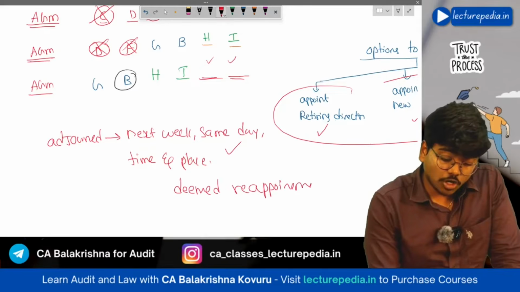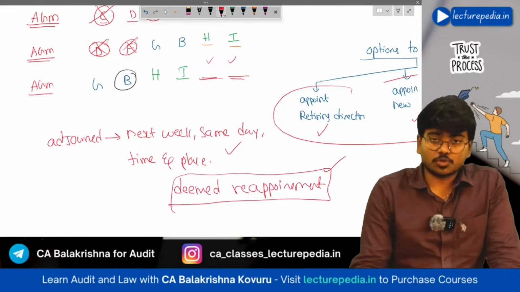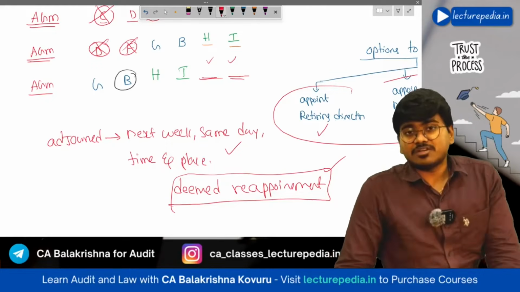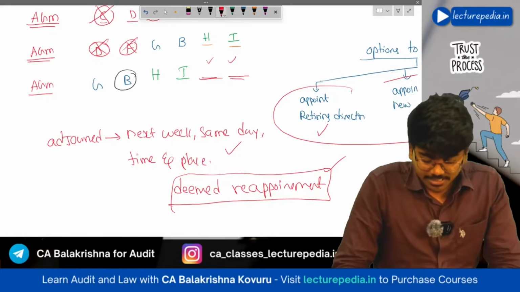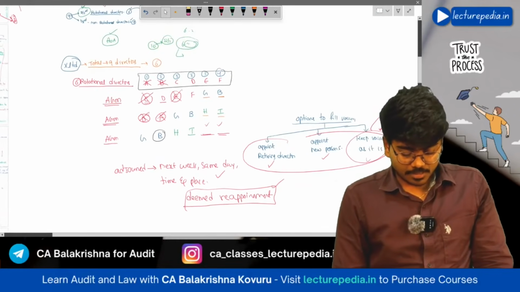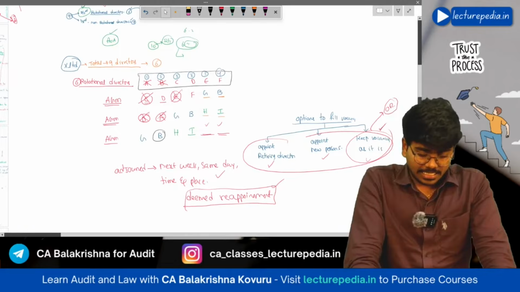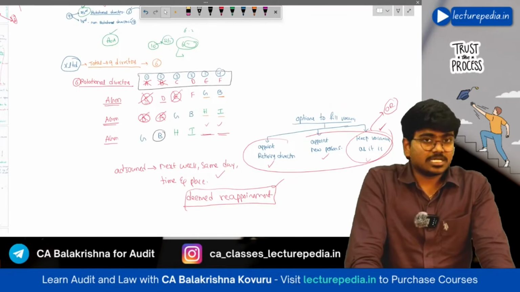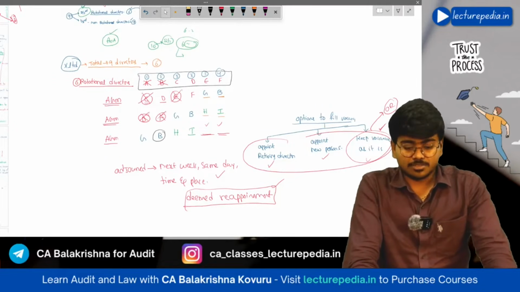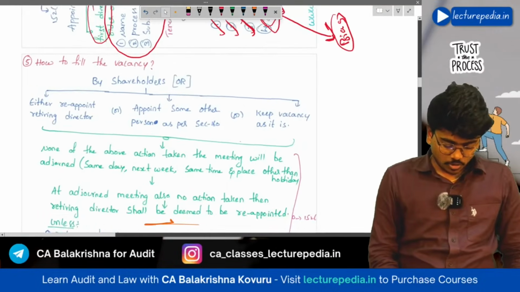Since in the adjourned meeting also no decision has been taken by the shareholders, it will be deemed that the retiring director himself will be reappointed. Hope that is clear. So this is the deemed reappointment of directors, section number 152, subsection 7. Hope you are clear with this concept. So if you see here, you can find the same concept that I have told you.